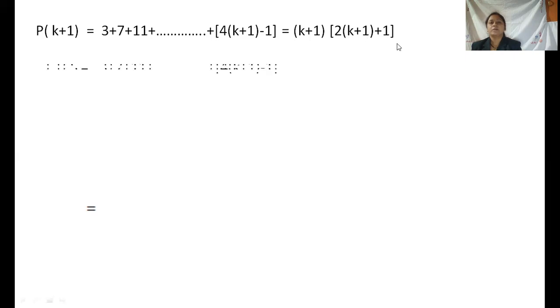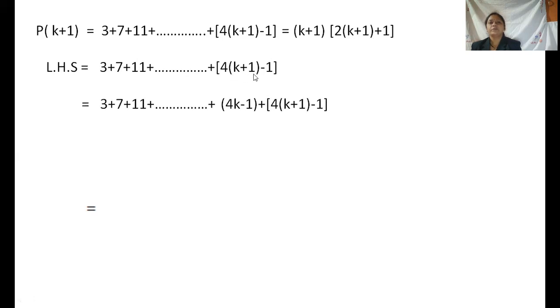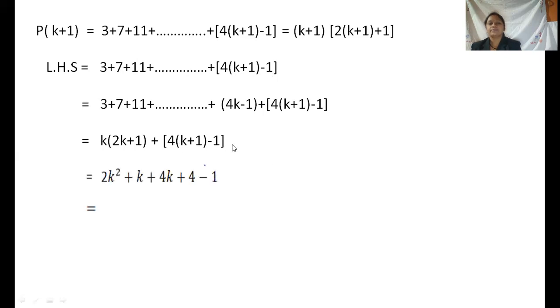So here, LHS is equal to... let us take the LHS term: 3 plus 7 plus 11 plus and so on up to 4(k plus 1) minus 1. Now this is the term 4(k plus 1) minus 1. The term before it is 4k minus 1. So for 3 plus 7 plus 11 plus and so on up to 4k minus 1, we can write k(2k plus 1) plus 4(k plus 1) minus 1.